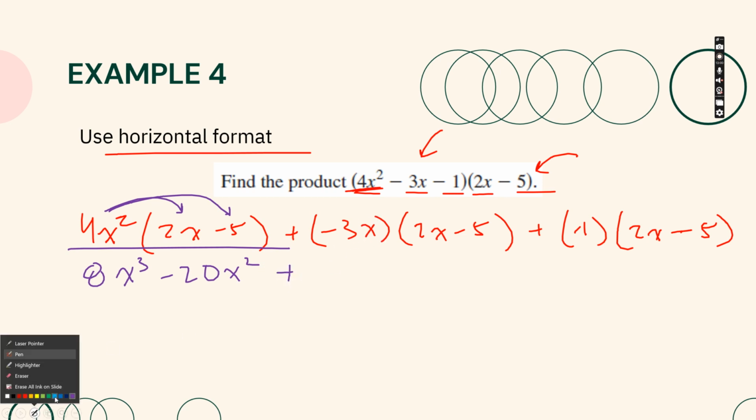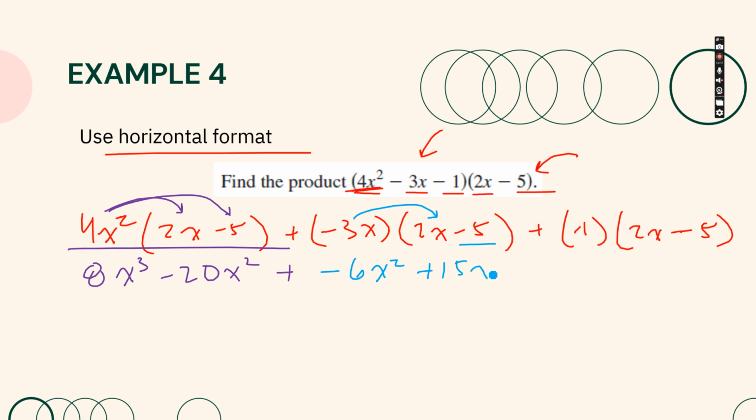-3x is our next term that we'll go ahead and multiply with the terms inside the small polynomial. So we'll take -3x, multiply this with 2x. This gives us a -6x to the second power. -3x times -5 gives us something like a positive 15x.